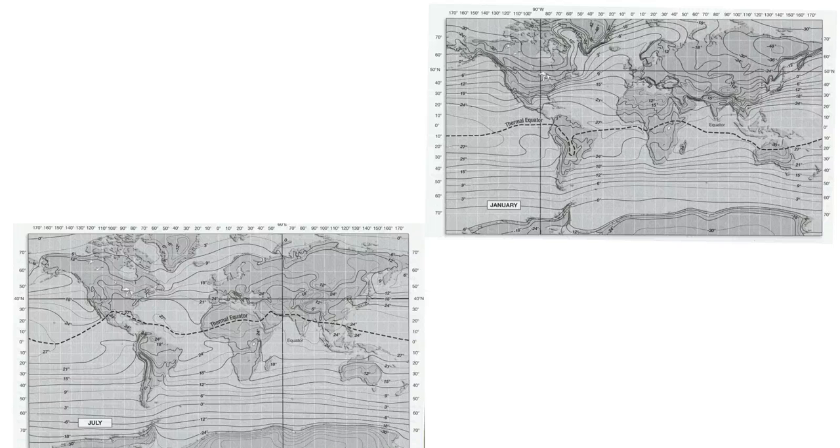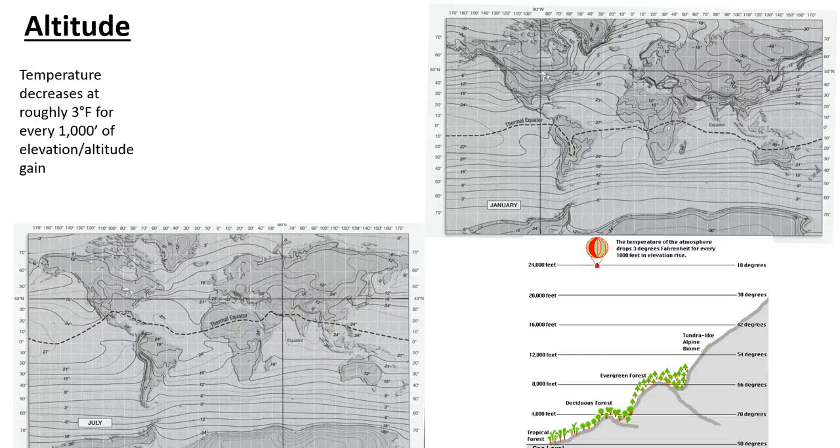The second control is altitude. Altitude impacts temperature because the further up you are in the atmosphere, the colder the temperatures are. On average, the temperature of the air decreases by around 3 degrees Fahrenheit for every 1,000 feet of elevation change. The sun does not warm the air, but instead the Earth absorbs the insolation and then warms the air in return. So, as one travels higher in the atmosphere, the colder the temperatures will become.